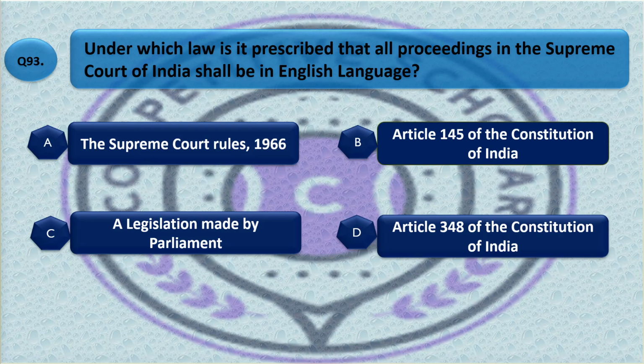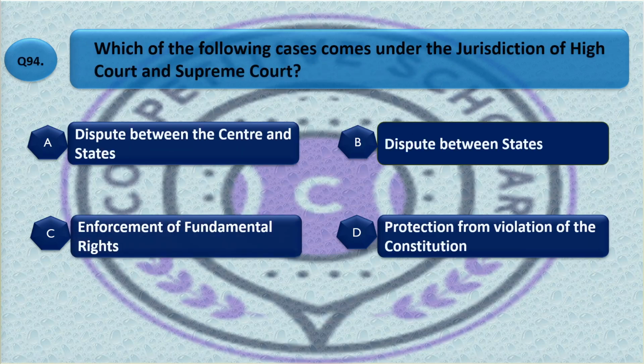Question number 93. Under which law is it prescribed that all proceedings in the Supreme Court of India shall be in the English language? Option A, The Supreme Court Rules 1966. Option B, Article 145 of the Constitution of India. Option C, a legislation made by Parliament. Option D, Article 348 of the Constitution of India. So the answer is option D.